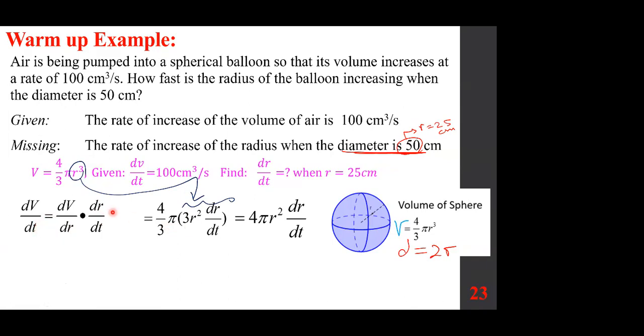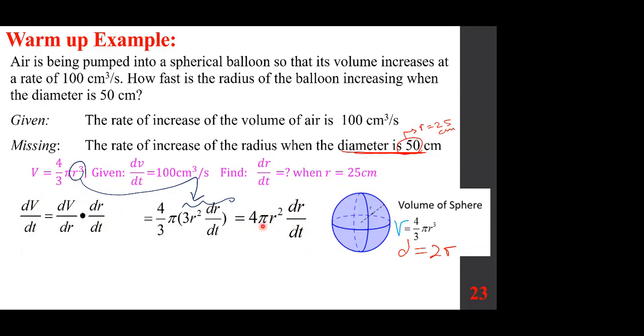That means right here, the left side is 100. The right side, 4 pi is not missing. Remember, that's just pi, 4 times pi, and replace the r with 25. So it becomes 25 squared. Solve for dr/dt, that means divide by 4 pi r squared.